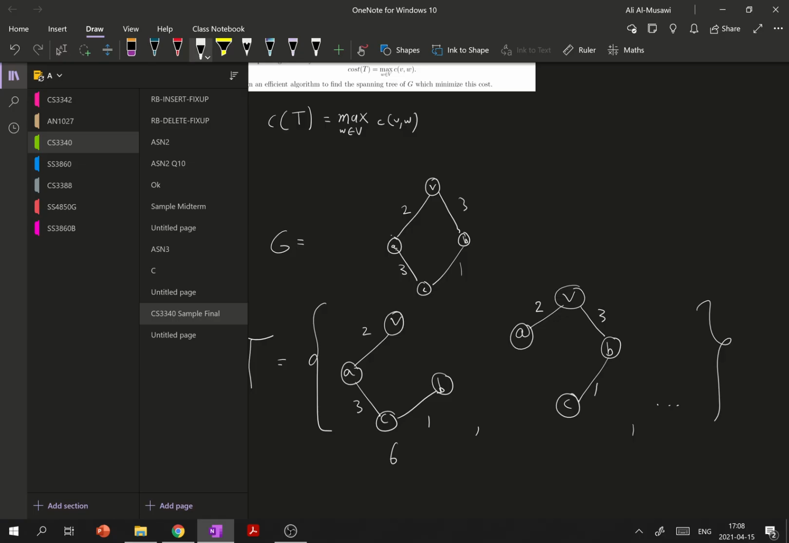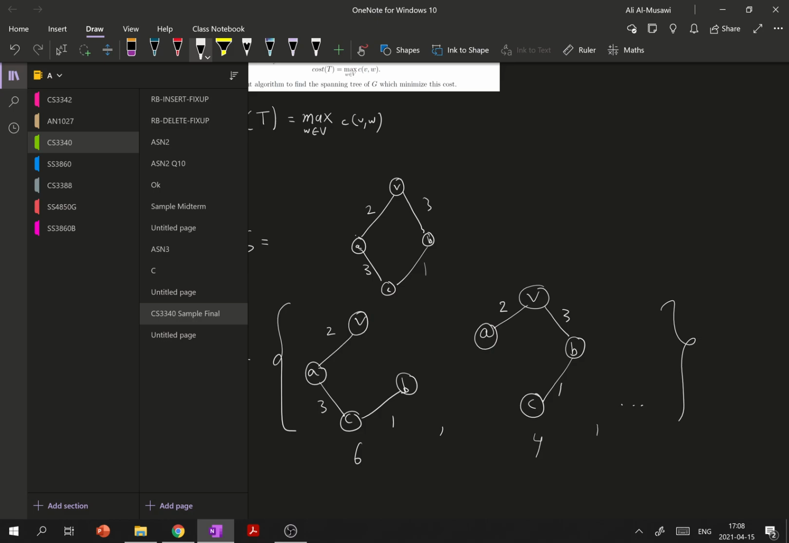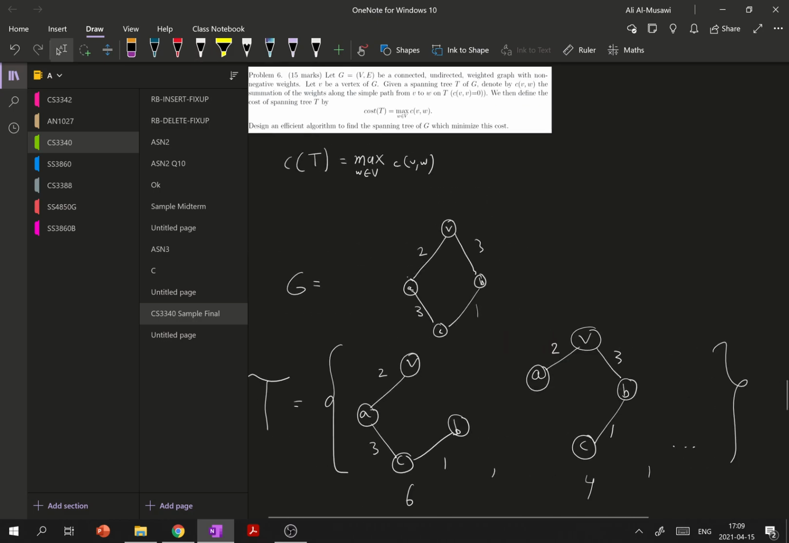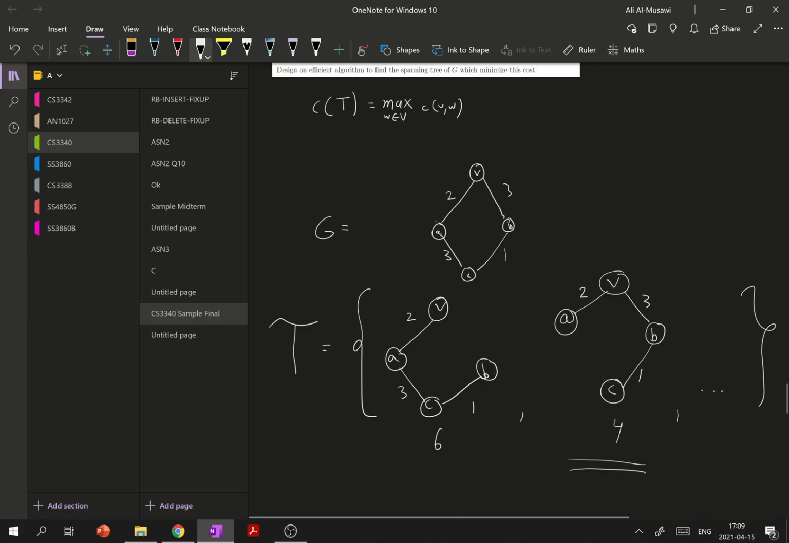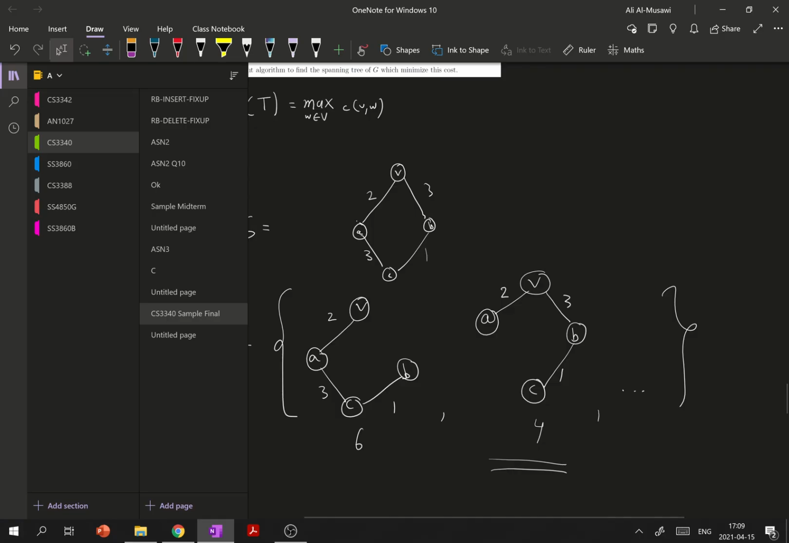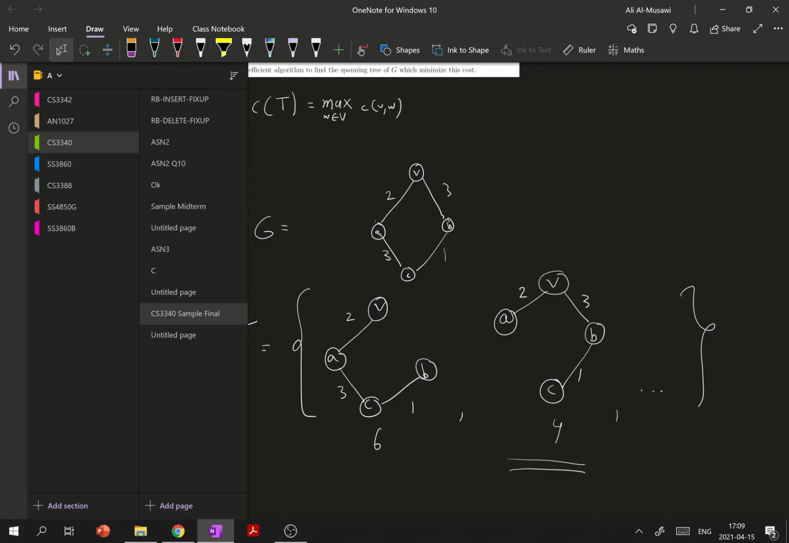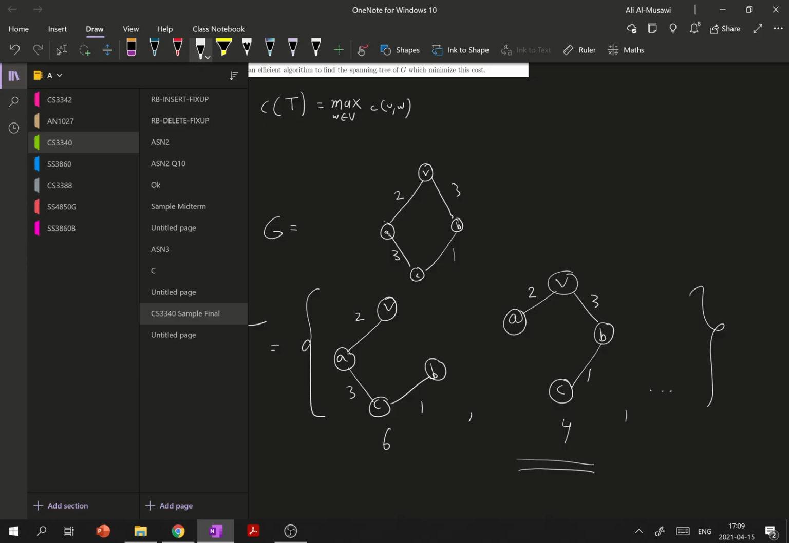What about this one? From V to A is 2, from V to B is 3, from B to C is 4. Once I have computed the maximum for all of these spanning trees, I should return the smallest one. This would be the smallest in this case, though there could be smaller ones among the many spanning trees I have not shown you. The point is, this is the smallest among the ones we have here, and the algorithm should find the smallest one.